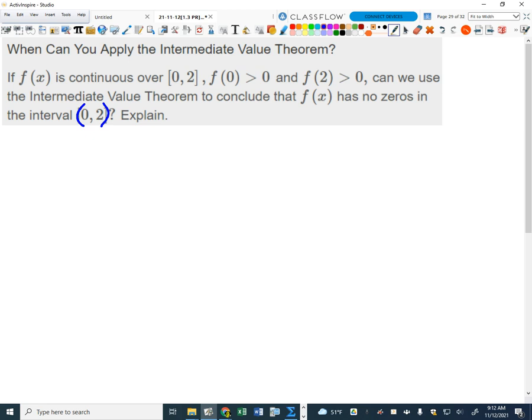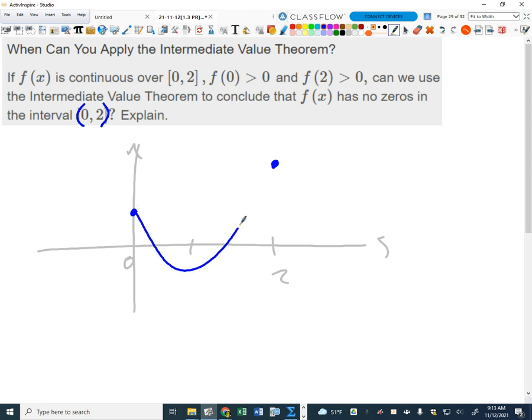Can you guys think of a way? I mean, could we feasibly, we don't know what f of x is here, right? So could you think of a way, if that's 0 and that's 2, can you draw a function where we have a positive endpoint there and a positive endpoint there, but it has zeros? Can you think of a function that would have zeros? I mean, is there a way I could draw a path from there to there and go through negative territory? Sure, right? Couldn't I just do this? Okay, so it could have zeros, right?